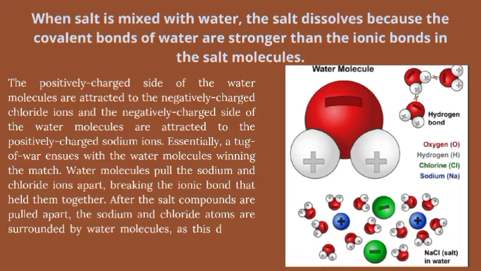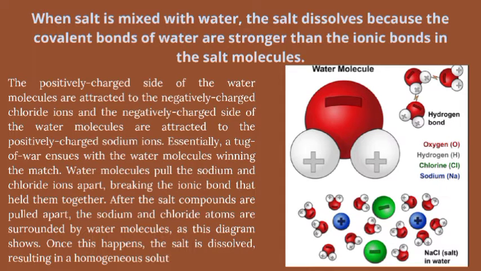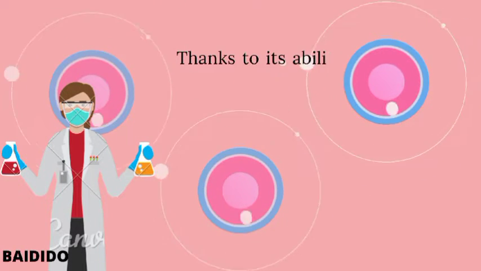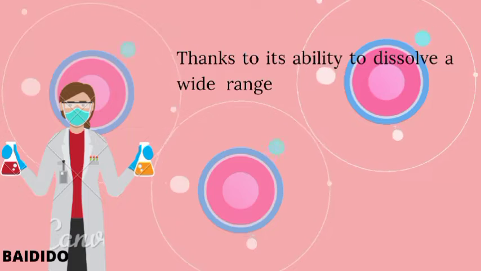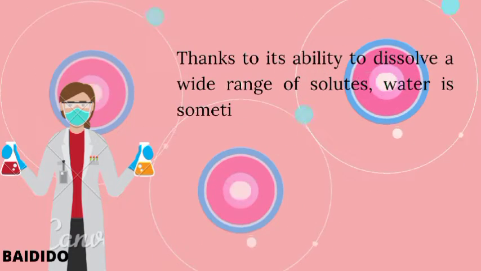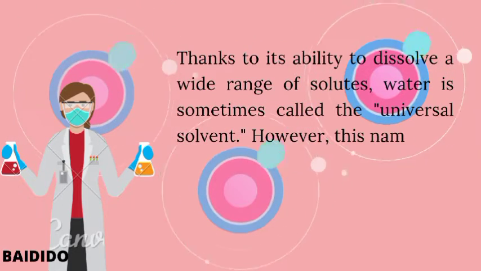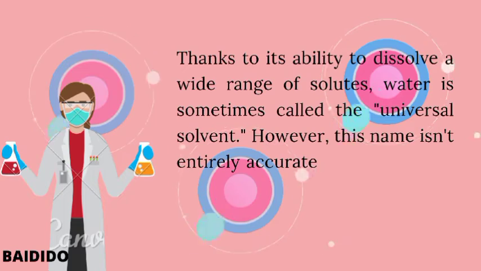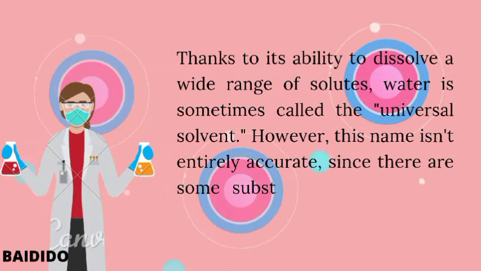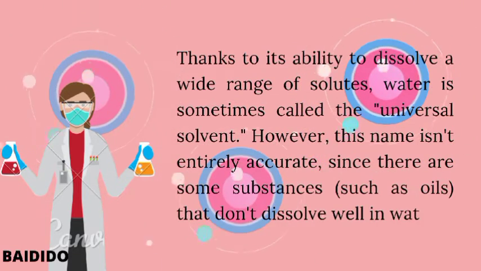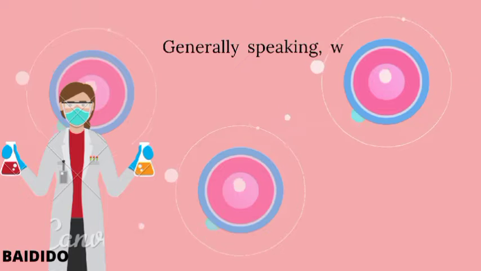After the salt compounds are pulled apart, the sodium and the chloride ions are surrounded by water molecules. As this diagram shows, when this happens, the salt is dissolved, resulting in a homogeneous solution. Thanks to its ability to dissolve a wide range of solutes, water is sometimes called the universal solvent. However, this name isn't entirely accurate since there are some substances, such as oil, that don't dissolve well in water.